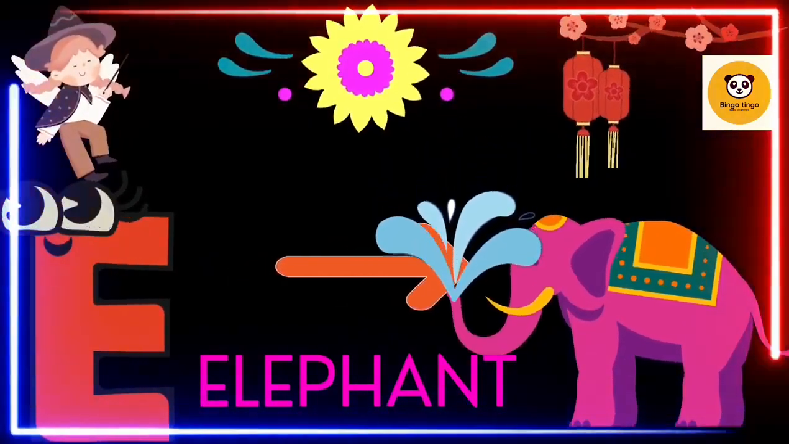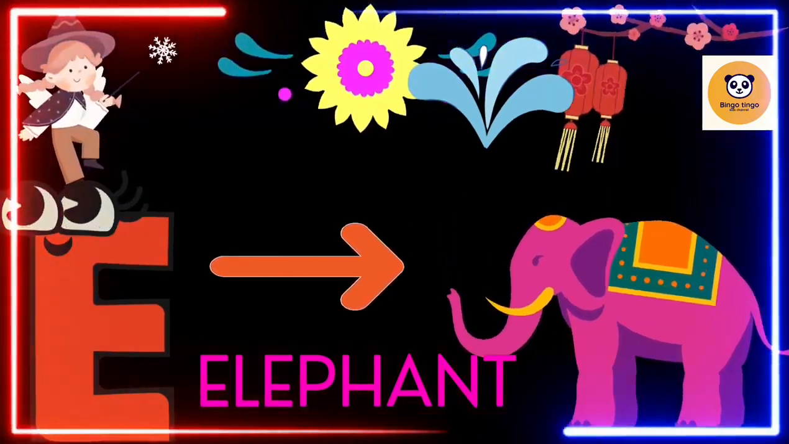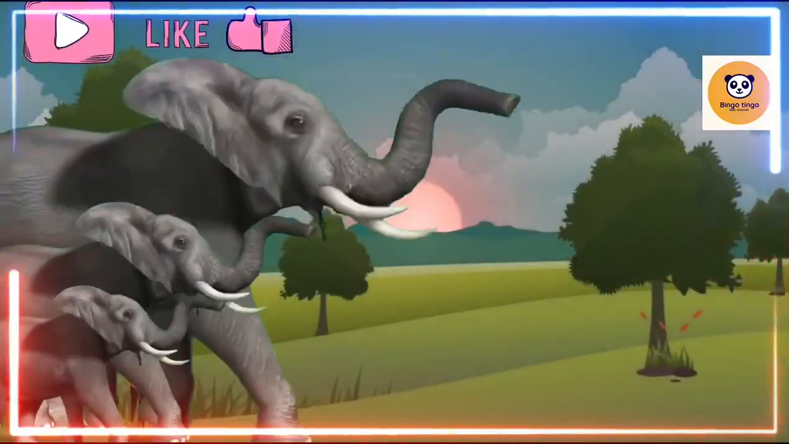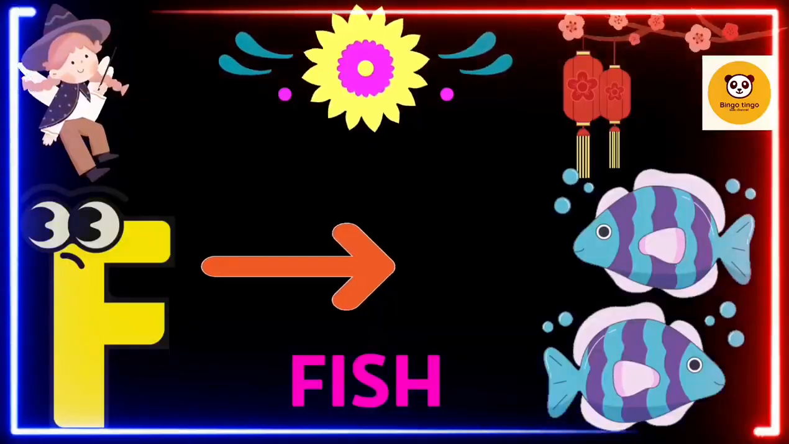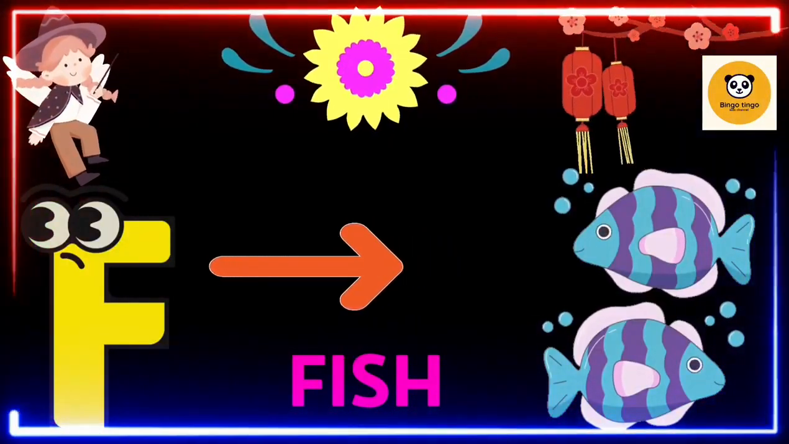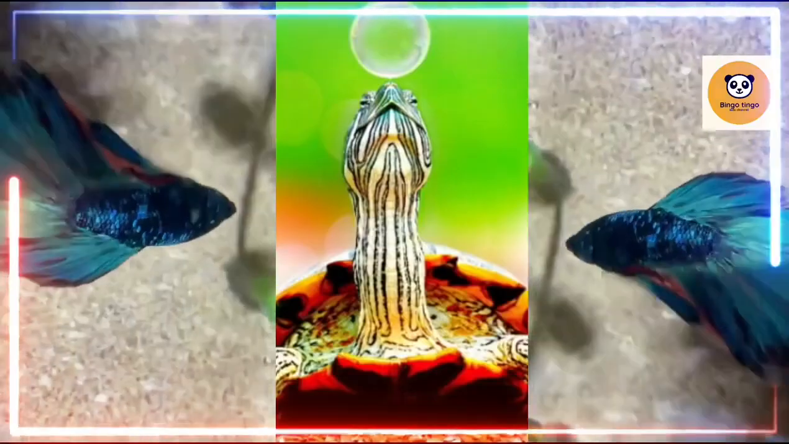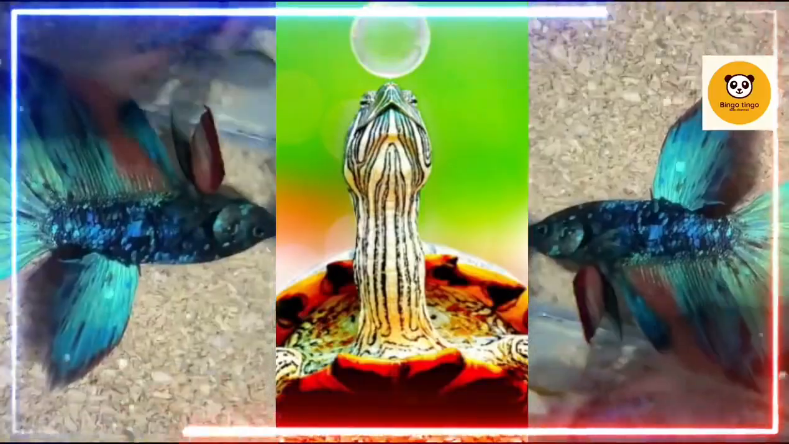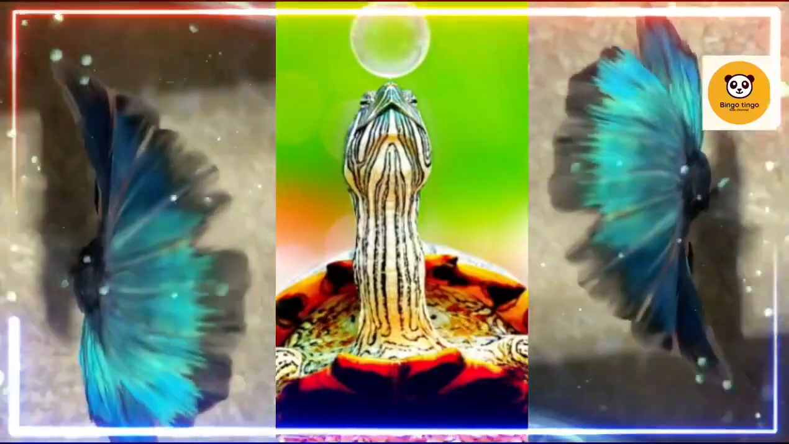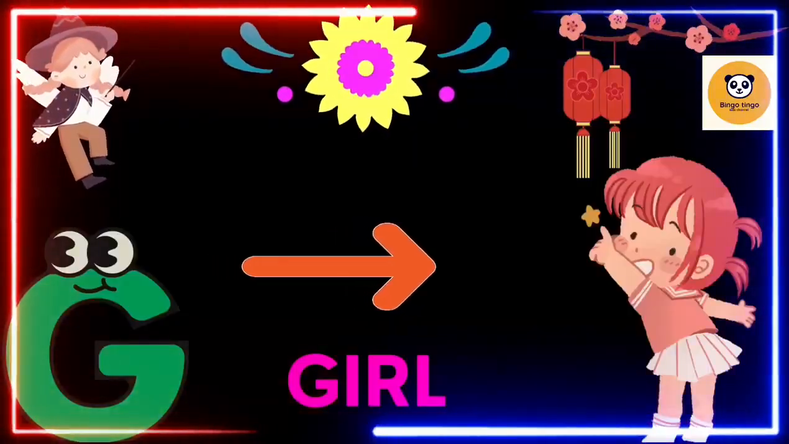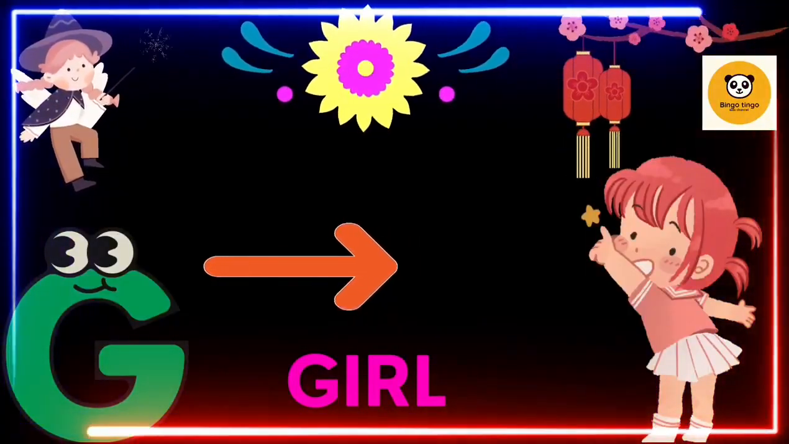E. E is for elephant. F. F for fish. G. G for girl.